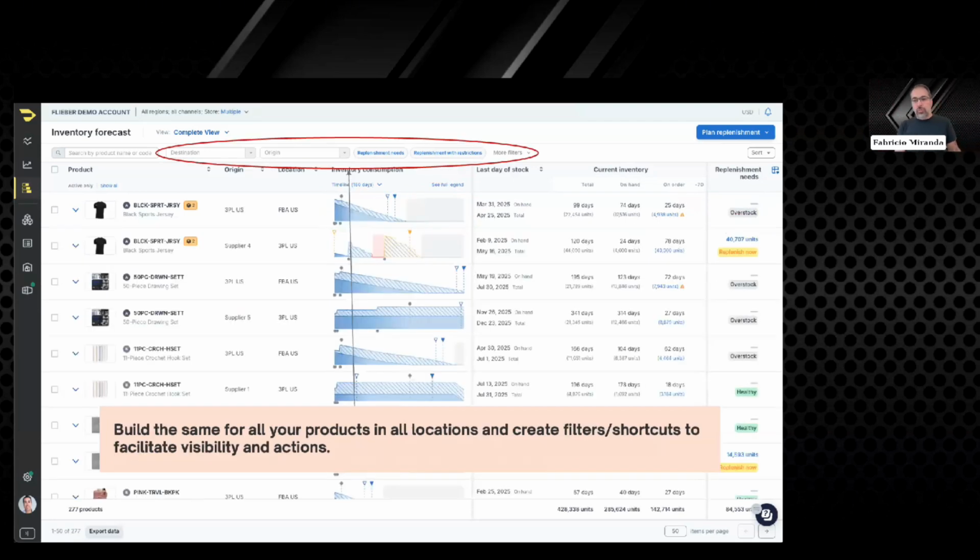Create ways also to have shortcuts and filters, because most of the time what you want is to see what actions you need to do. So building a very good system in the back end that is able to manage that complexity, so that you just manage the actions, is the way to go.